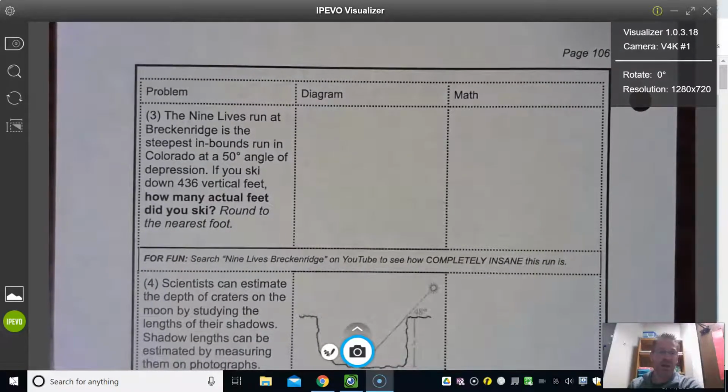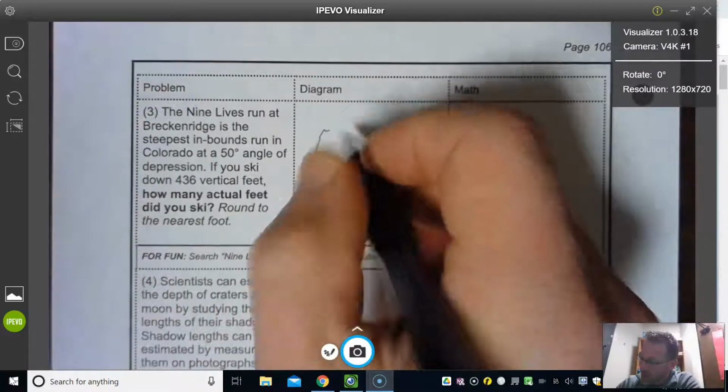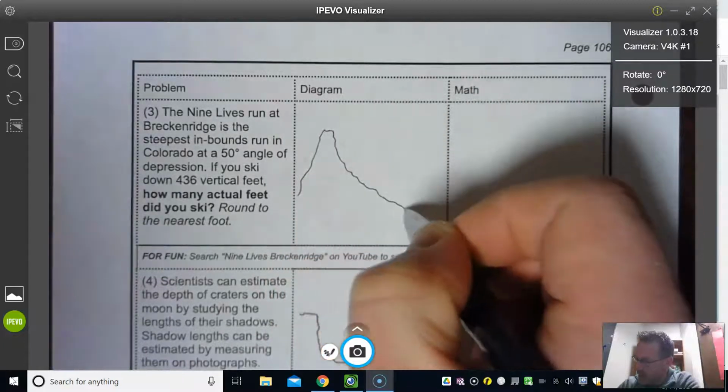The 9 Lives run at Breckenridge is the steepest inbounds run in Colorado at a 50-degree angle of depression. So if you skied down 436 vertical feet, how many actual feet did you ski? So let's draw our mountain here, and we're going to come down the mountain.